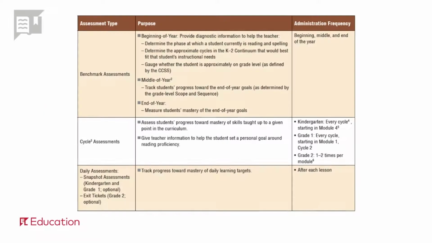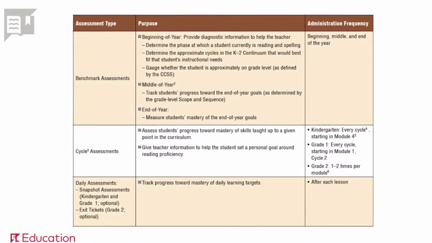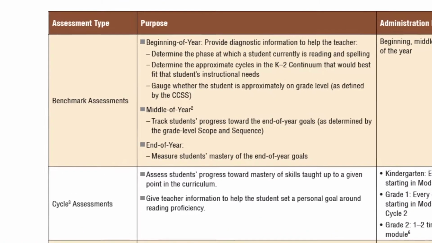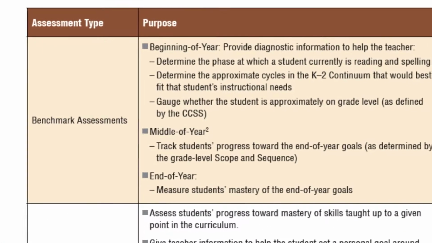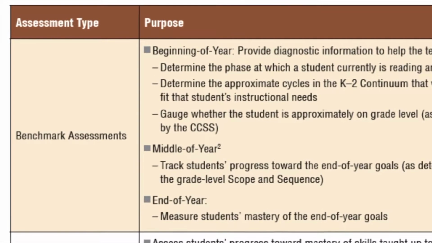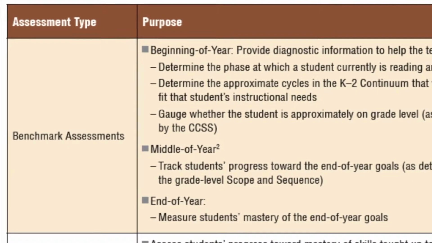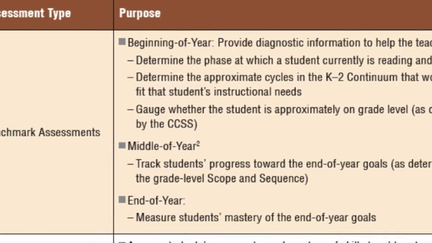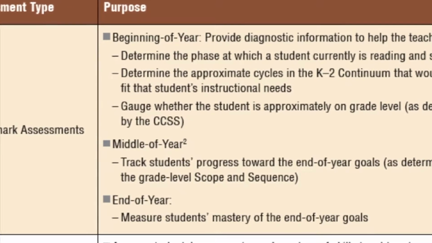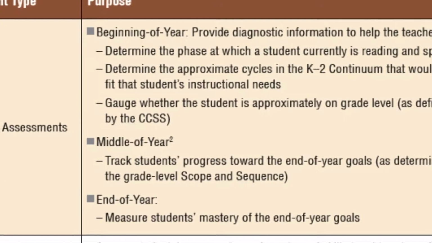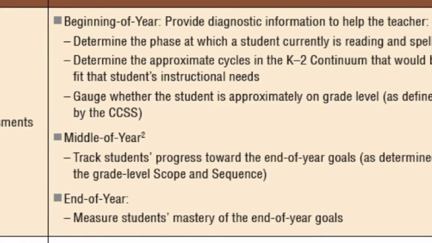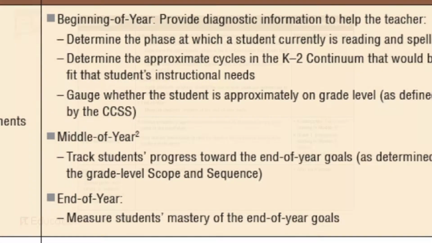There are 3 types of assessments in the skills block curriculum. The benchmark assessments should be administered to all students at the beginning, middle, and end of the year. At the beginning of the year, these assessments help you determine students' current microphase and grade level proficiency for skills such as spelling and decoding. Mid-year and end-of-year administration help track progress and eventual mastery of grade level goals.